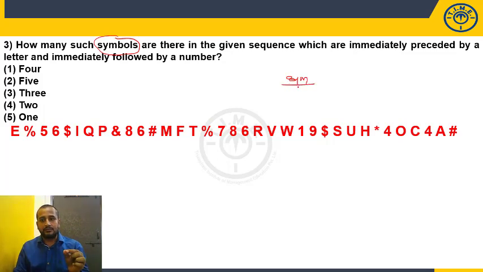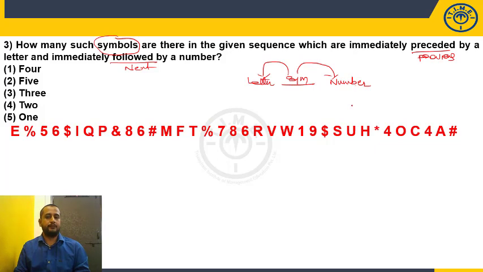Which are these symbols immediately preceded? Preceded by means previous. Preceded by is nothing but previous. Immediately preceded by a what? Letter. And immediately followed by a number. Followed by means next. Letter, symbol, number. So this is how we require in the sequence.